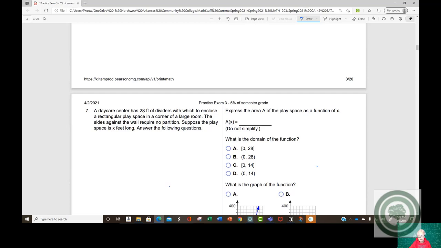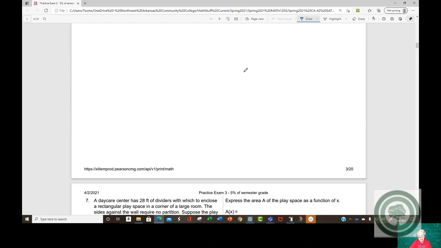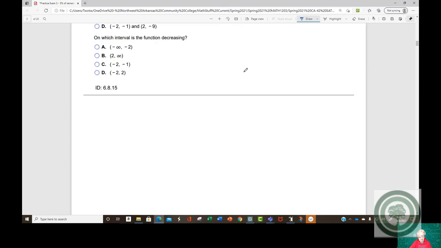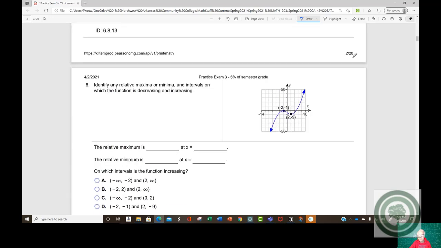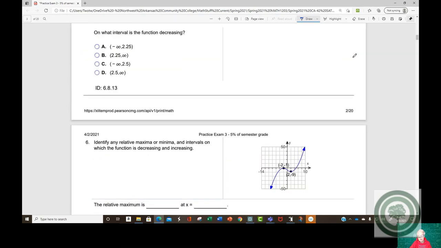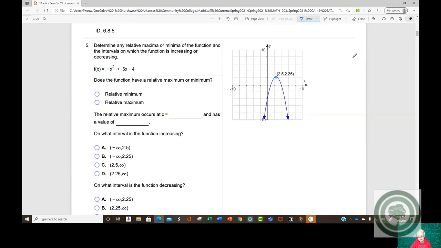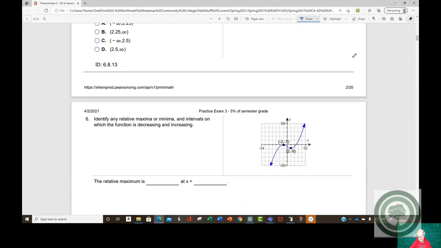Okay. What exists up here? Interval, increasing, decreasing, maximum point, maximum value. Do you feel comfortable about that? It would be nice to review it. Okay.